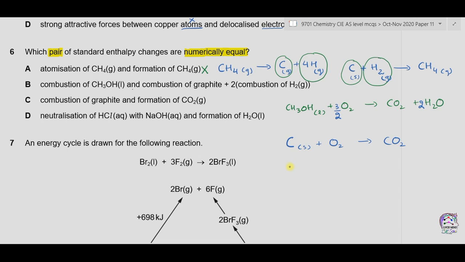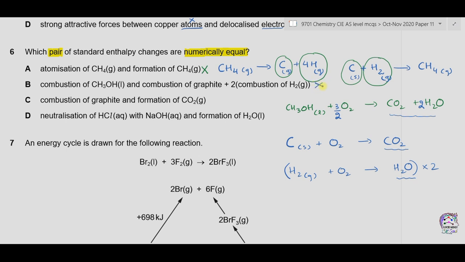And combustion of hydrogen will be H2 gas plus oxygen. It forms H2O, multiplied by 2. Now we can see that we have same products in both reactions. We have 1 mole of carbon dioxide and 2 moles of water. Again we have 1 mole of carbon dioxide and 2 moles of water. But we can see that the reactants are different. One is methanol, second is carbon and hydrogen. So therefore as the reactants are different, the enthalpy change will also be different.